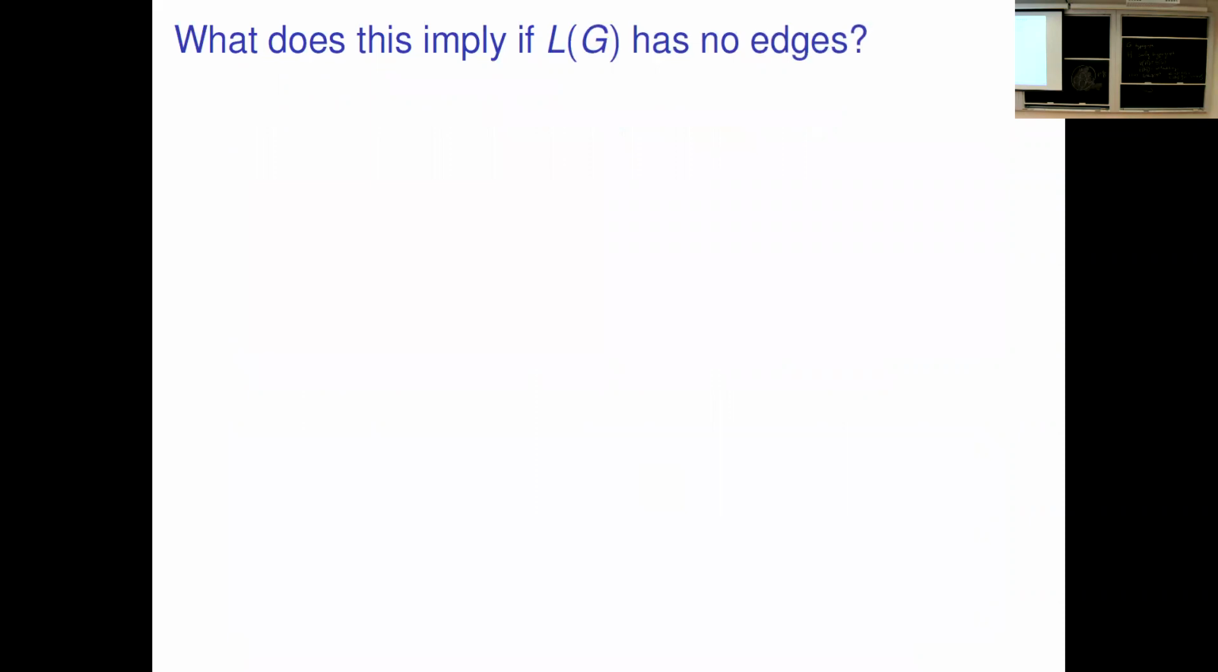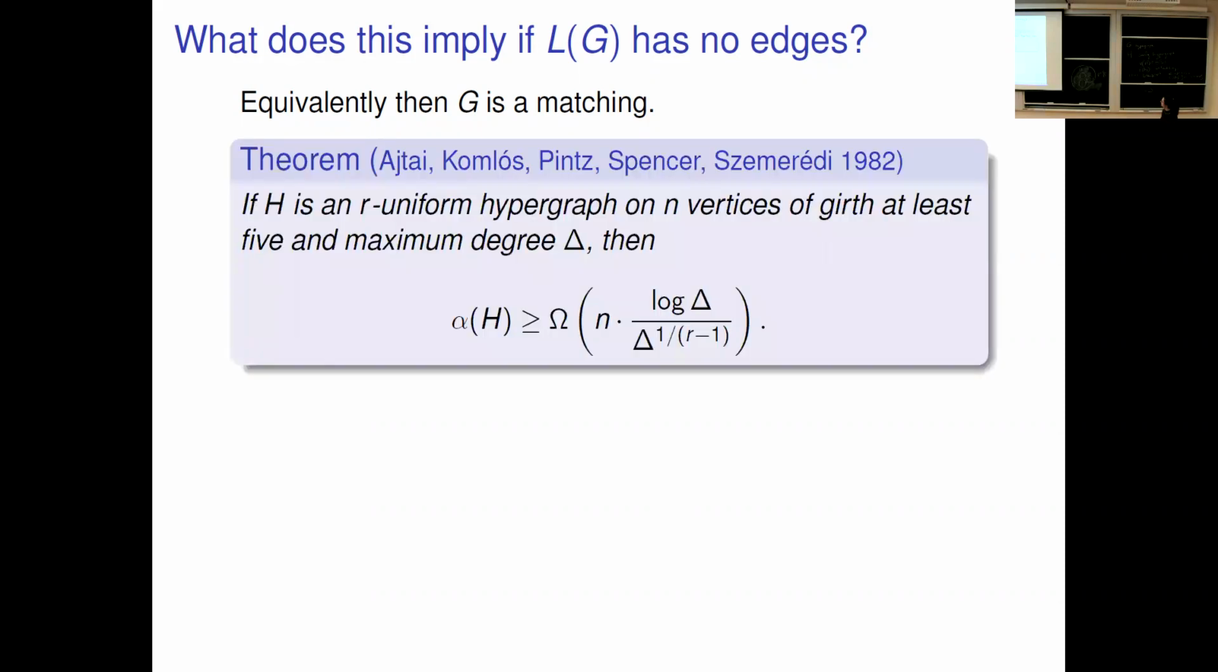But, it might seem silly, say that the line graph of G has no edges. Well then we're saying that there are no incidences, right? That's what it means for the line graph to have no edges. There are no incidences. So we would have a matching. So we're going to end up in the realm of Ajtai, Komlós, Szemerédi.